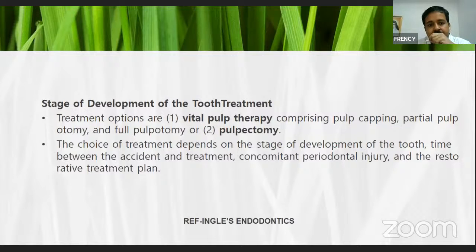So the choice of treatment depends upon the stage of development of the tooth, the time between the accident and treatment, concomitant periodontal injury, and also the restorative treatment plan. Sometimes there may not be any direct pulp exposure, but if the restorative plan needs a post and core, you have to go for interventional root canal treatment.